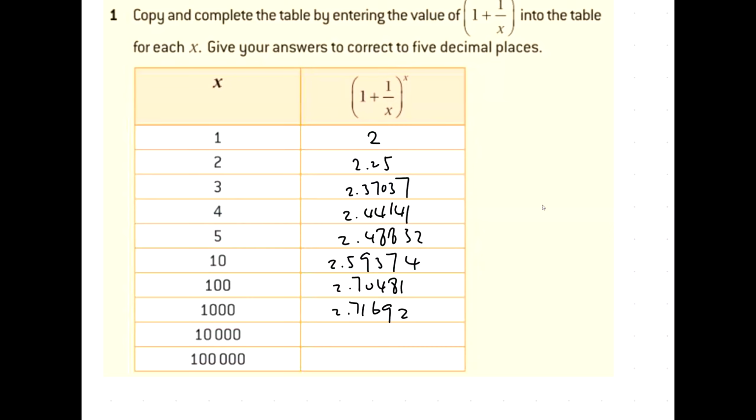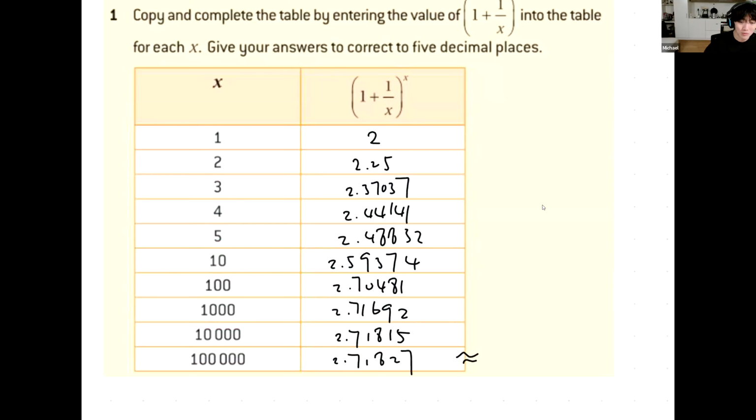2.71815. Yes, nice. What about 100,000? 2.71827. Nice. So rounding to 5 decimal places. Any questions for these? Why do you round to 5 decimal places again? No particular reason, just round it to a certain accuracy. Okay, any questions before we move on to this?